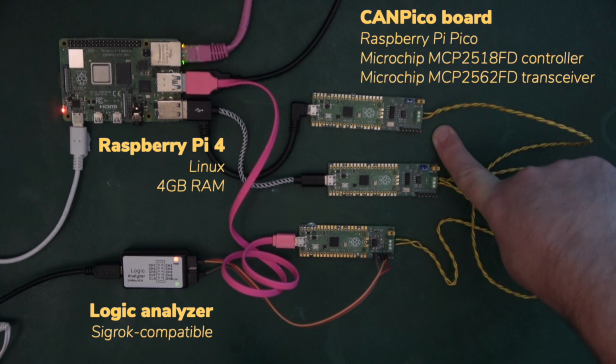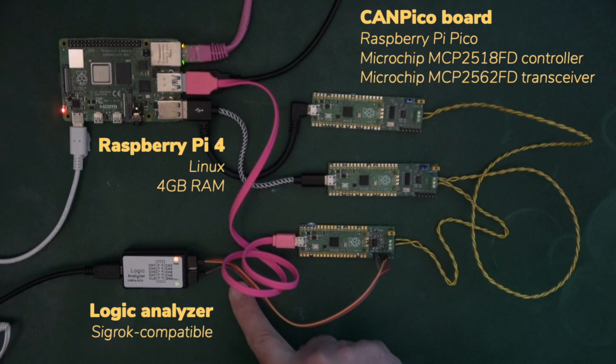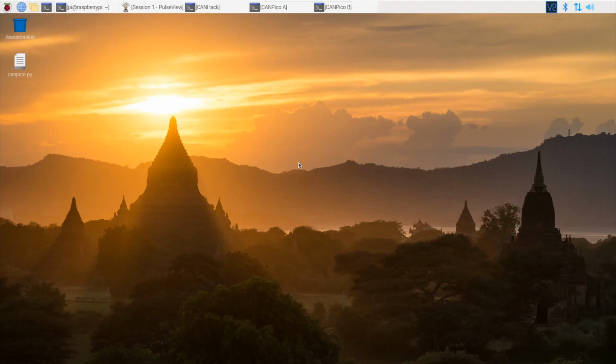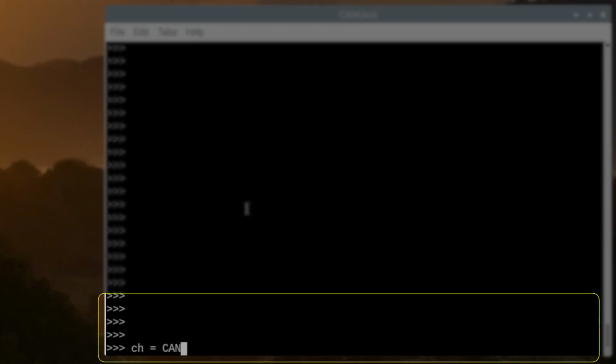And here's another CAN Pico board. And the Canis Labs CAN hack board has RX and TX pins from the transceiver connected through to the logic analyzer. This is the Raspberry Pi desktop, and we can start by opening up a window onto the CAN hack board. And we can create an instance of the CAN hack toolkit. And we can set the details of the CAN frame that we want to send. So that's a 5-byte CAN frame, and we can get ready to send it.